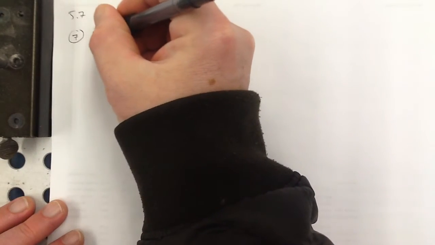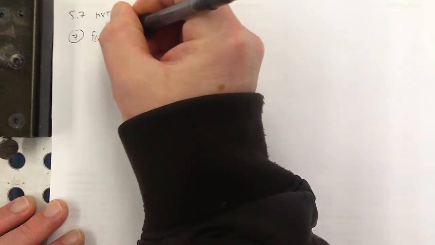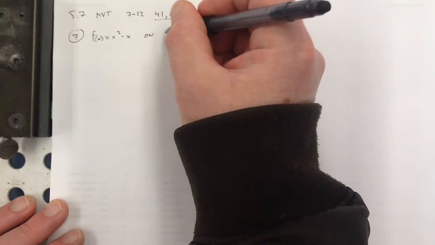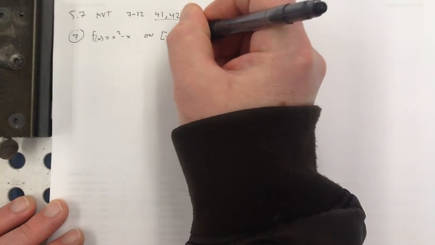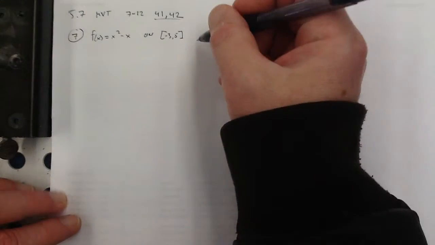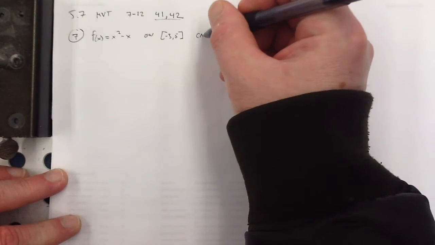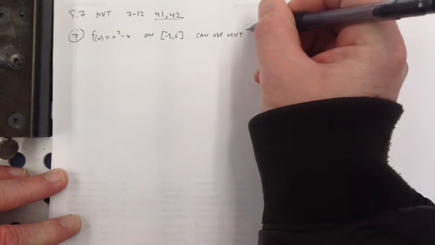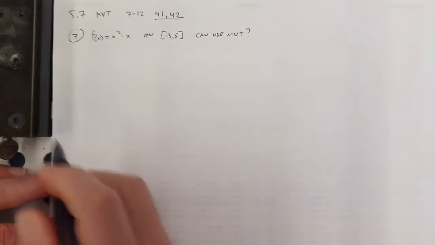I think a mean value theorem problem is really easy, and you can get the moves down. But I think it's important to make sure you don't lose sight of what you're doing. The mean value theorem applies. Can we use the mean value theorem here?